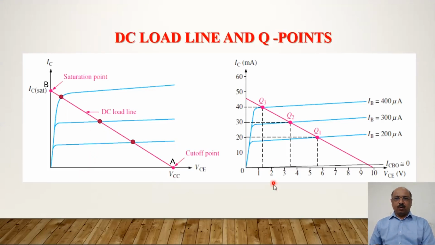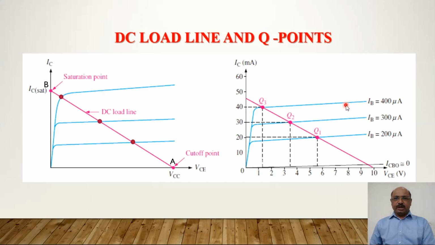This is the output characteristics for common emitter configuration, in which collector current IC is plotted against collector to emitter voltage, that is VCE, for different constant base currents. So we will get a different output curve for each base current plotted in this graph.